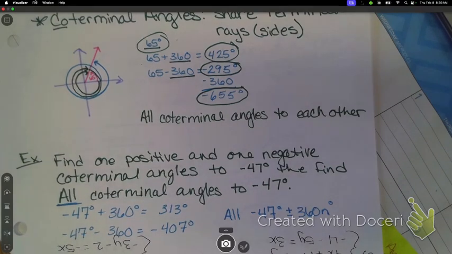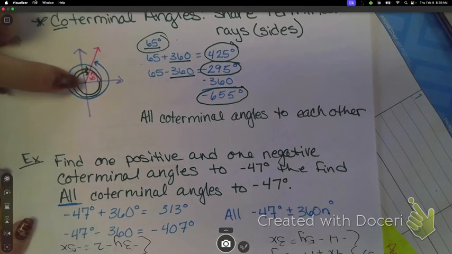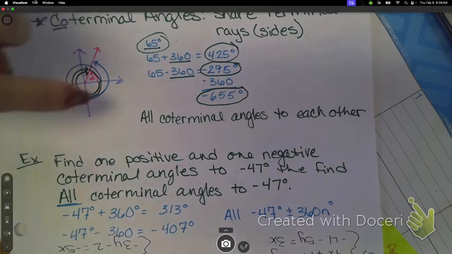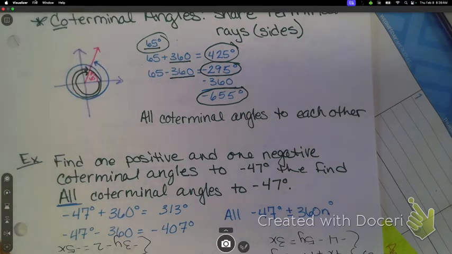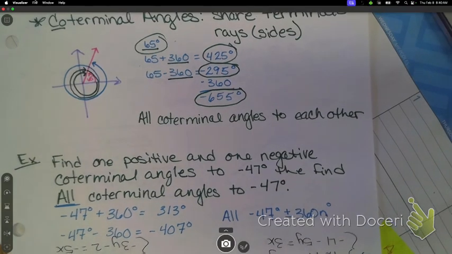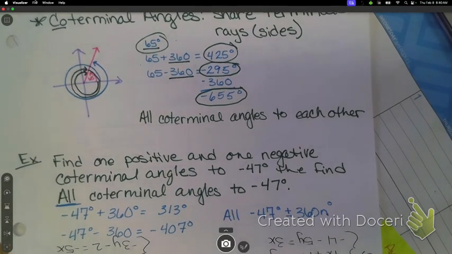Coterminal angles are important because as we move further along, we will know the sine, cosine, and tangent for 45 degrees. So that means any angle that is coterminal to 45 degrees, we will also know. So it takes an infinite number of answers down to one. So they do have a place. They are important. They make things easier to work with.